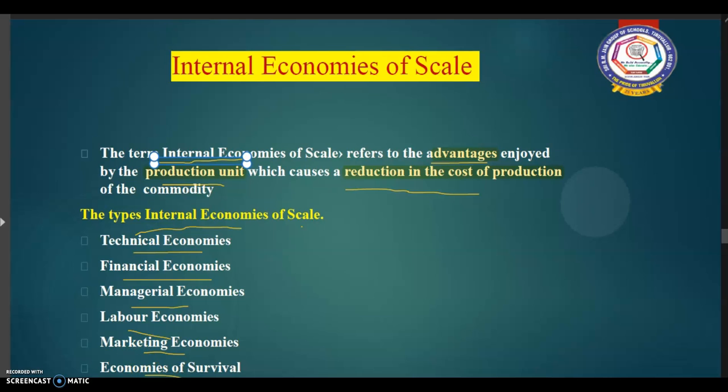Now, economies of survival. Product diversification is possible when there is large scale production. So this reduces the risk in production. Even if the market for one product collapses, the market for other commodities helps the producer.